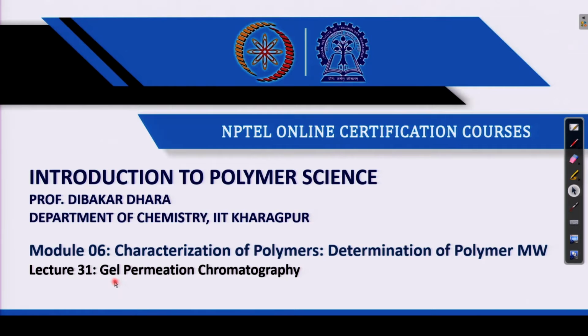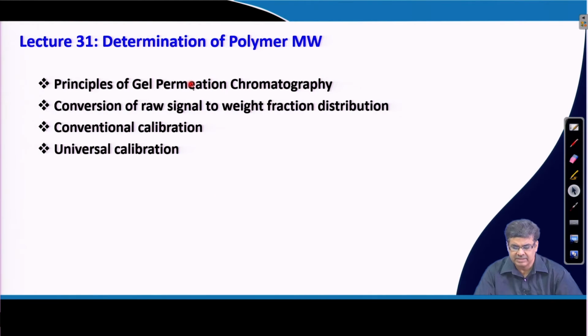Welcome back. In today's lecture, I will discuss gel permeation chromatography, which is another technique to characterize polymer molecular weight. In this lecture, I will talk about the principles of gel permeation chromatography, how to convert the raw signal from a detector to weight fraction distribution, conventional calibration and universal calibration.